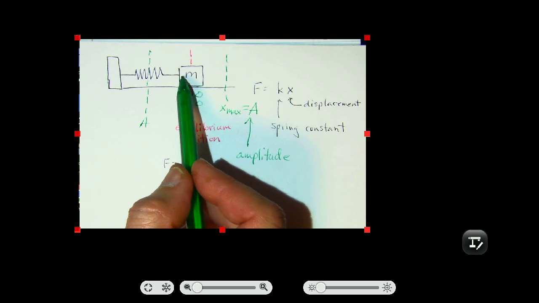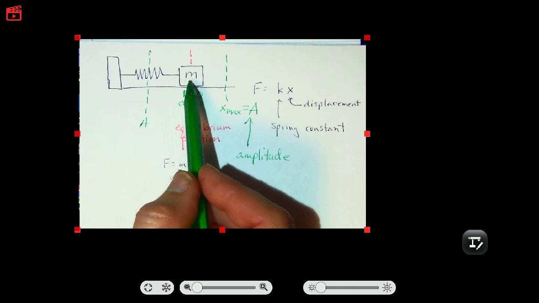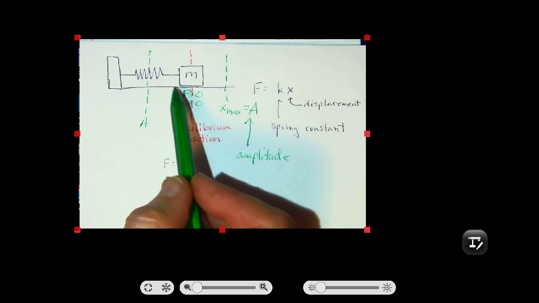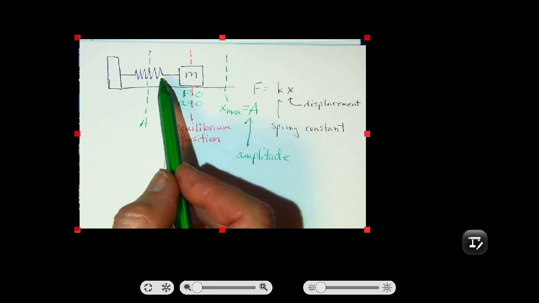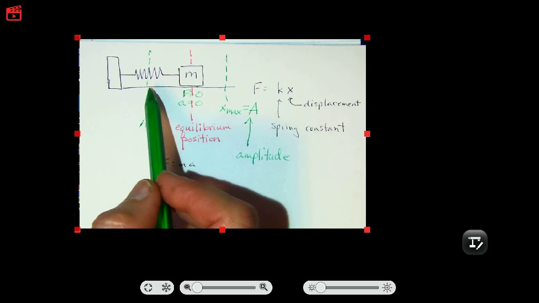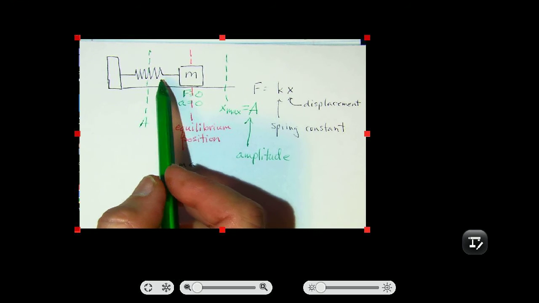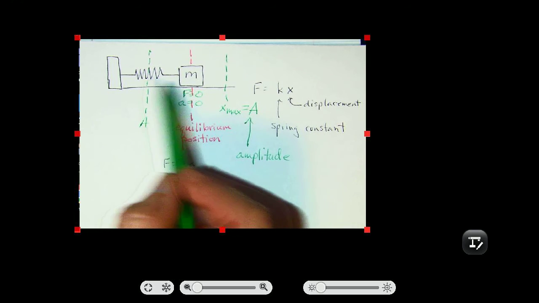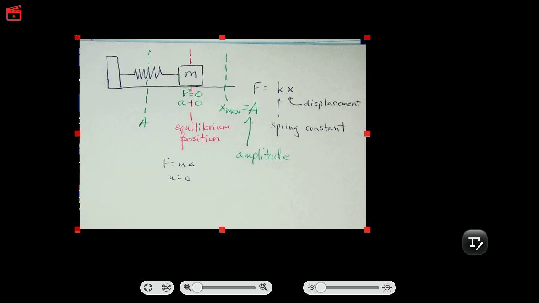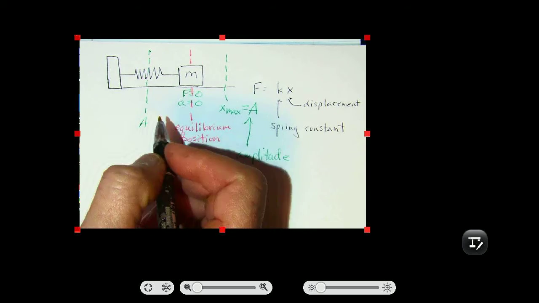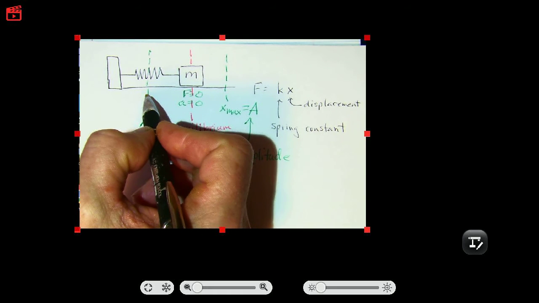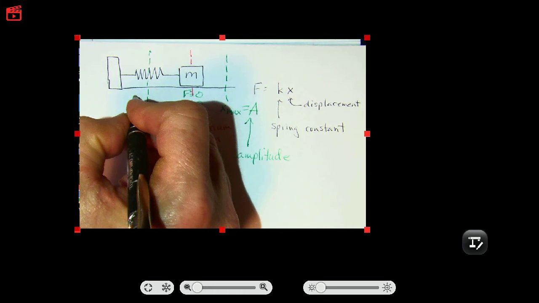But as it starts moving farther and farther away from that equilibrium position, we're starting to get a value of x, which means the force goes up, which means the acceleration gets larger. And that force is always pulling back towards this equilibrium position. So the maximum value of the force is going to be at our max position.